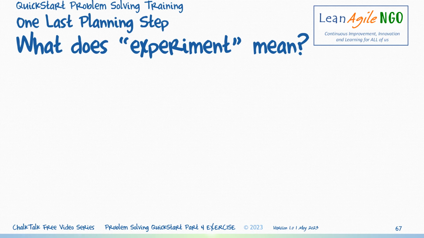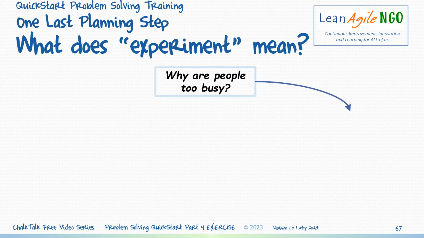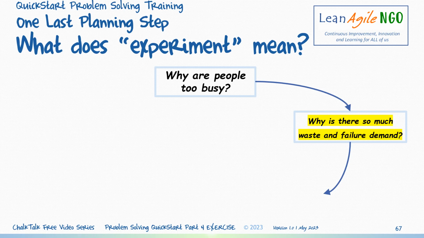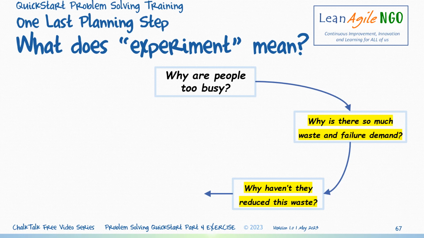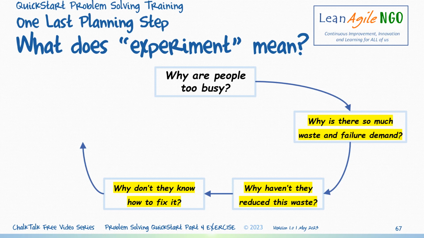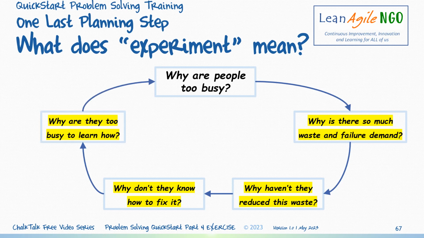Because they're too busy. So let's review this progression of cause and effect. Why are they too busy? Because of all the waste and failure demand in how they do the work. Why is there so much waste and failure demand? Because they haven't fixed it. Why haven't they fixed it? Because they don't know how. Why don't they know how? Because they're too busy to learn. And the 5 whys circles back to the beginning.